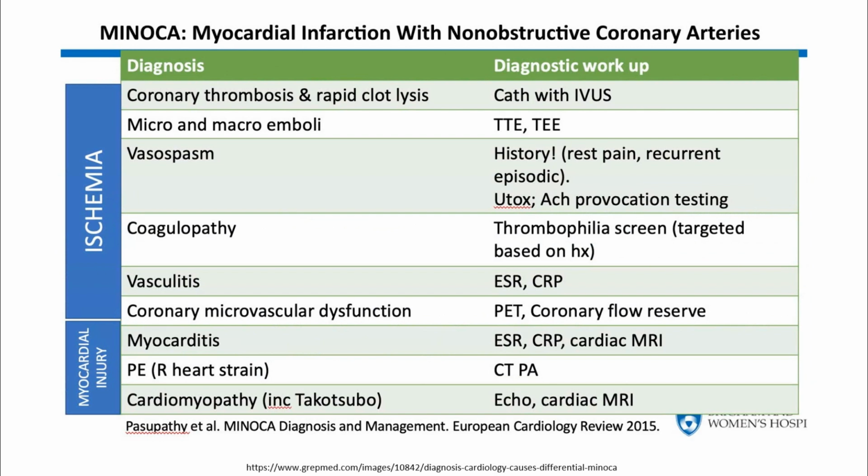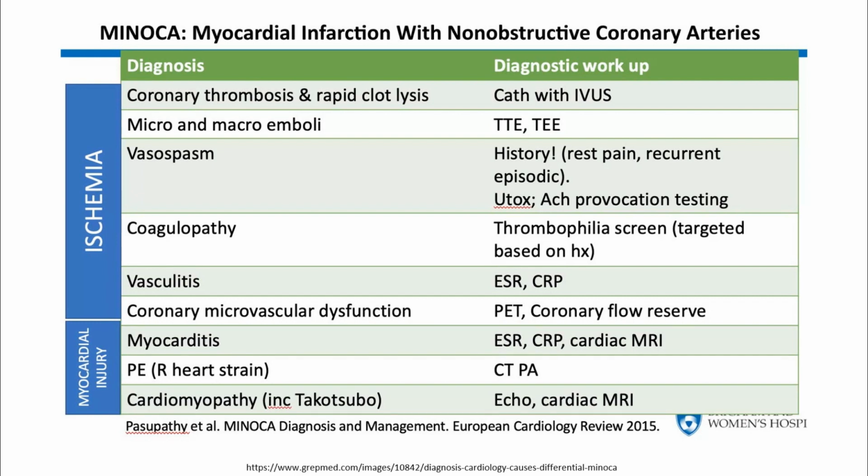This is a table that summarizes further diagnosis and diagnostic workup of MINOCA. So these are already outlined in the prior slides. For example, coronary thrombosis and rapid clot lysis can be diagnosed or worked up with CAF and IVUS. Micro and macro emboli can be checked with TTE or TEE. You're just looking at the left atrial appendage and also the valves, or if there's endocarditis.